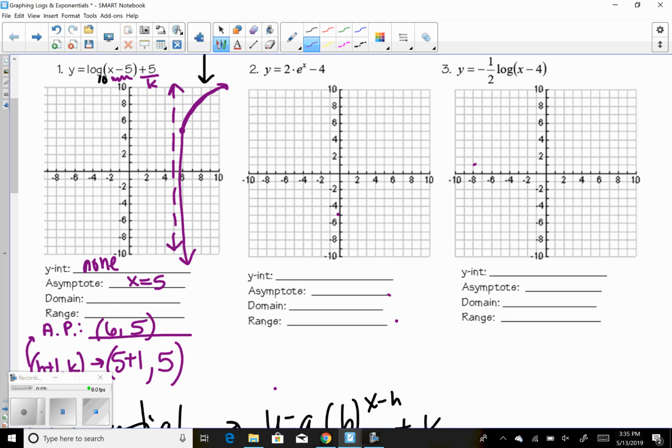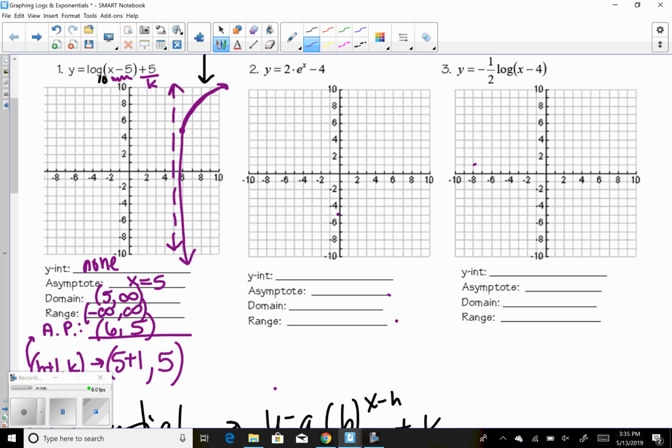Then it asks you to do the domain and the range. Remember, domain is from the left to the right. When I look, this graph starts on the left side at 5 and goes over to the right to infinity. Dotted lines get parentheses, infinities get parentheses. And the range for logarithms, from bottom to top, is always all real numbers.